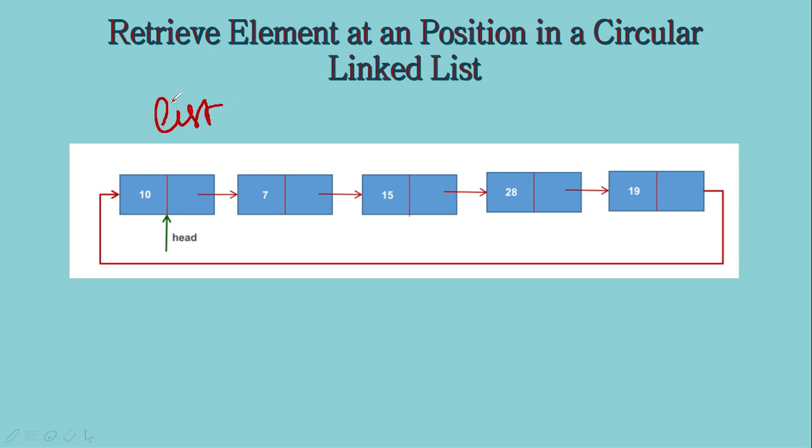So the input for this algorithm or function will be the list and the position from where we have to retrieve the element, and we can have a temporary pointer and initialize that to head, and we can have a counter and initialize that to 1, and we should move temp while counter is less than position. So we can stop as soon as we reach the position, and also we should stop when we reach the last node, right? For example, if the position is 3, we should stop moving the temporary pointer as soon as we reach position 3. That is one thing.